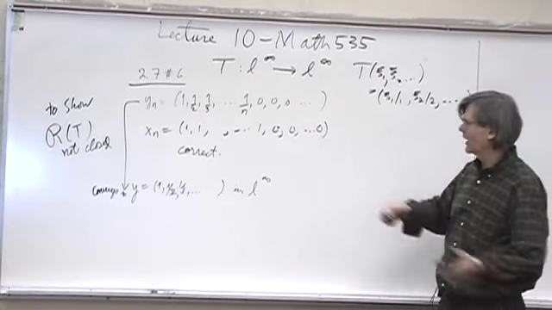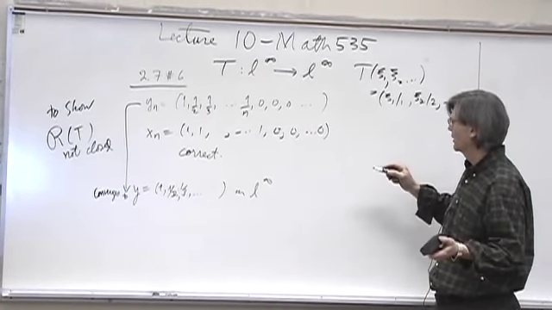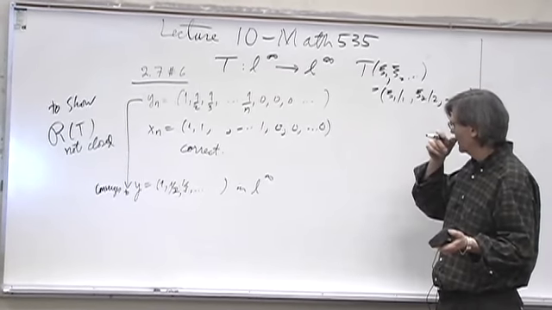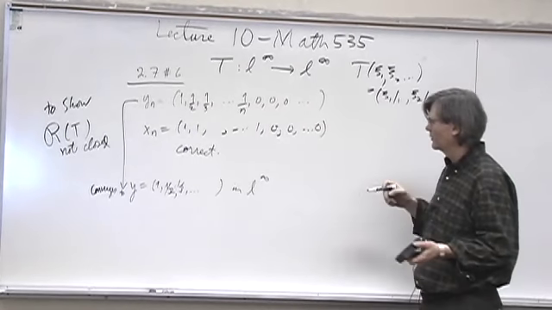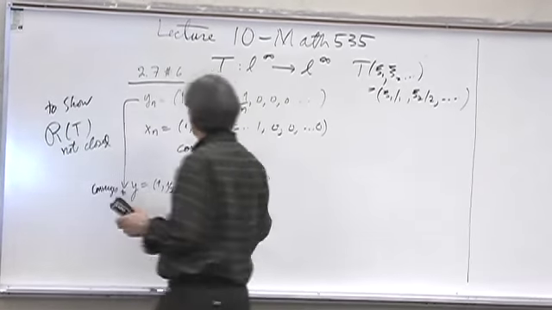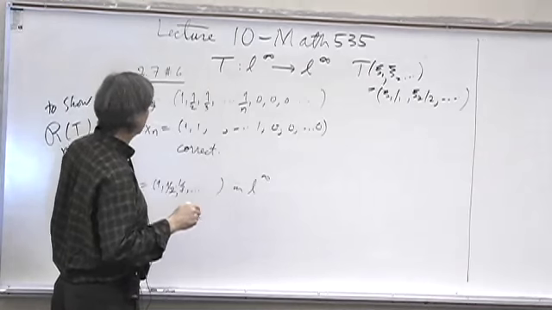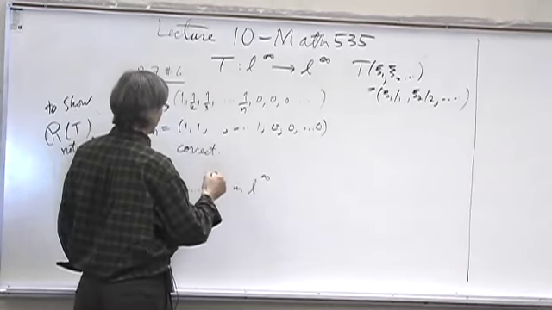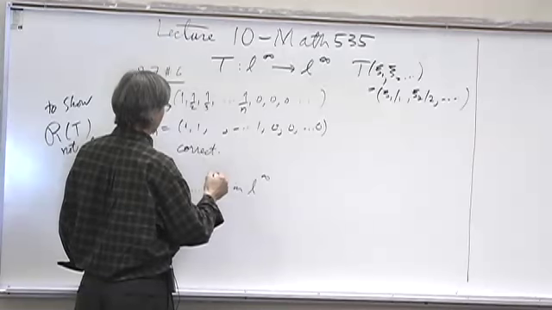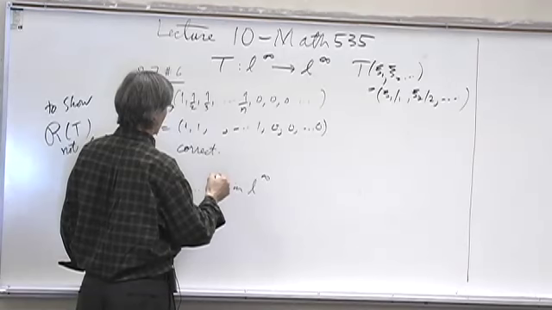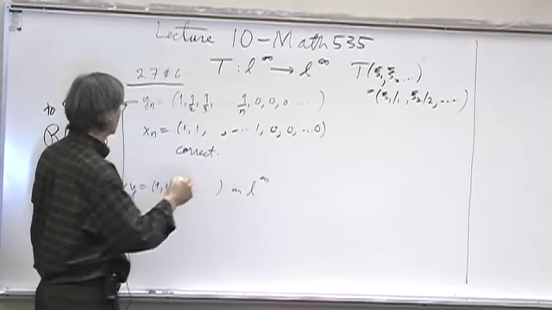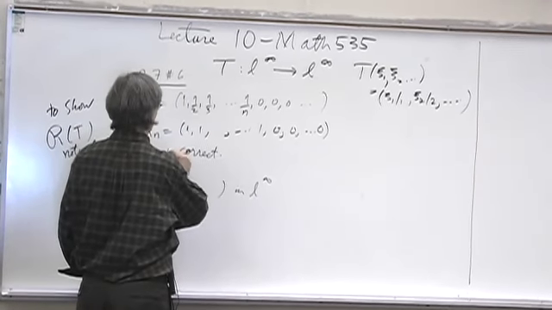Where xn does not converge to x. Let's see. But actually, is this correct? I think this is the problem too, because 1, 1, 1, 1, 1 is in L infinity. So this was incorrect as well because it didn't show that our range of T is not closed. This didn't show it, so I needed to do something else. This is still incorrect.